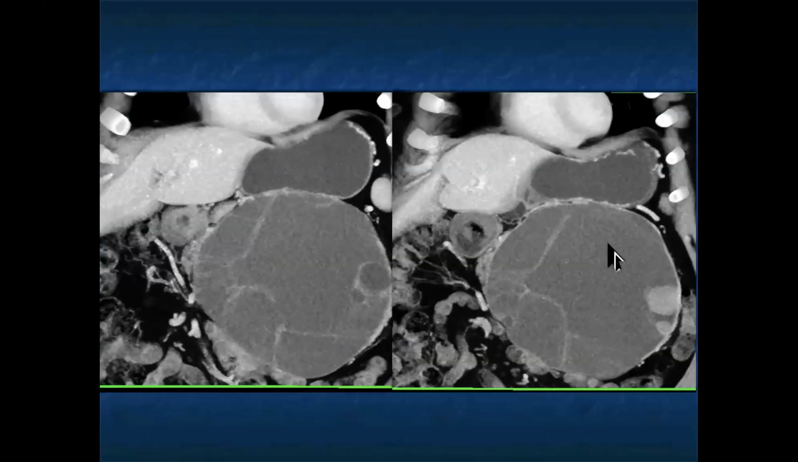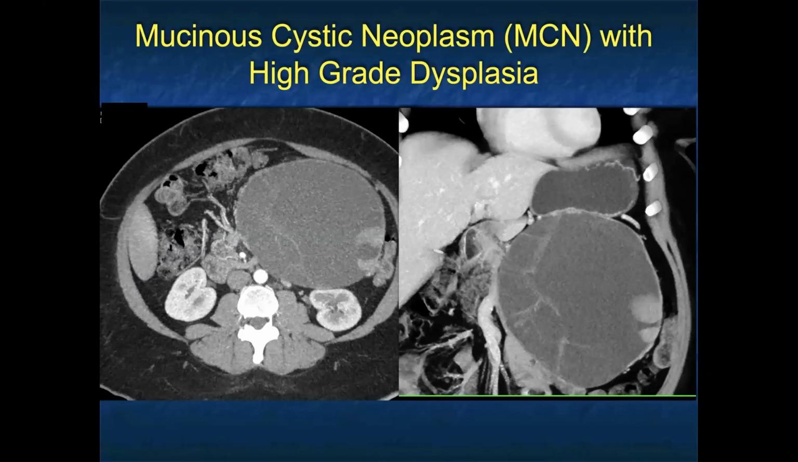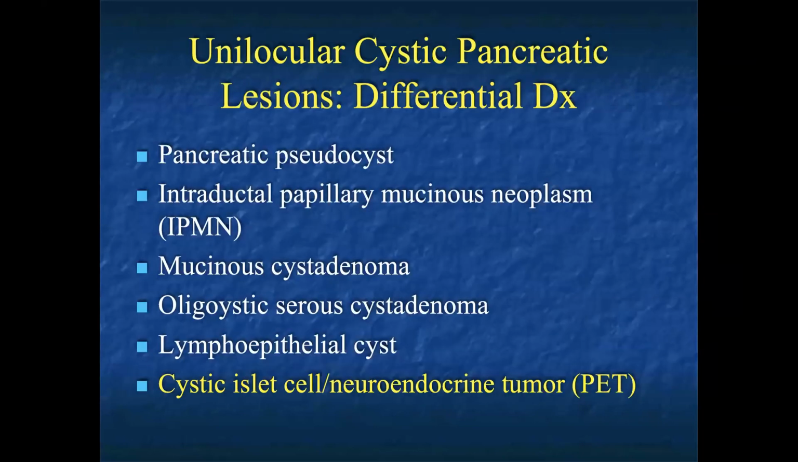This was an MCN with high-grade dysplasia. Just take a look at that lesion. It looks almost like those cystic lesions I showed you within the liver, like biliary cystadenomas. It looks very, very similar, but with a solid component, any solid nodule in the wall, it surely means the patient has, at a minimum, high-grade dysplasia.